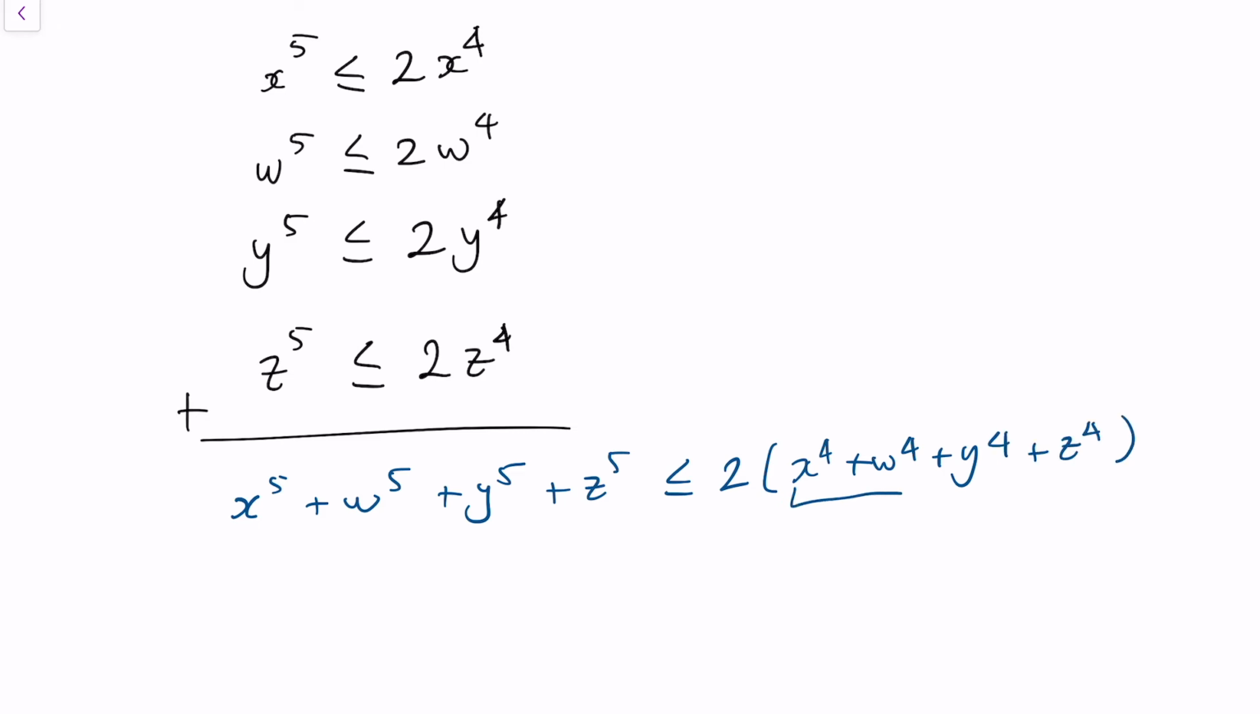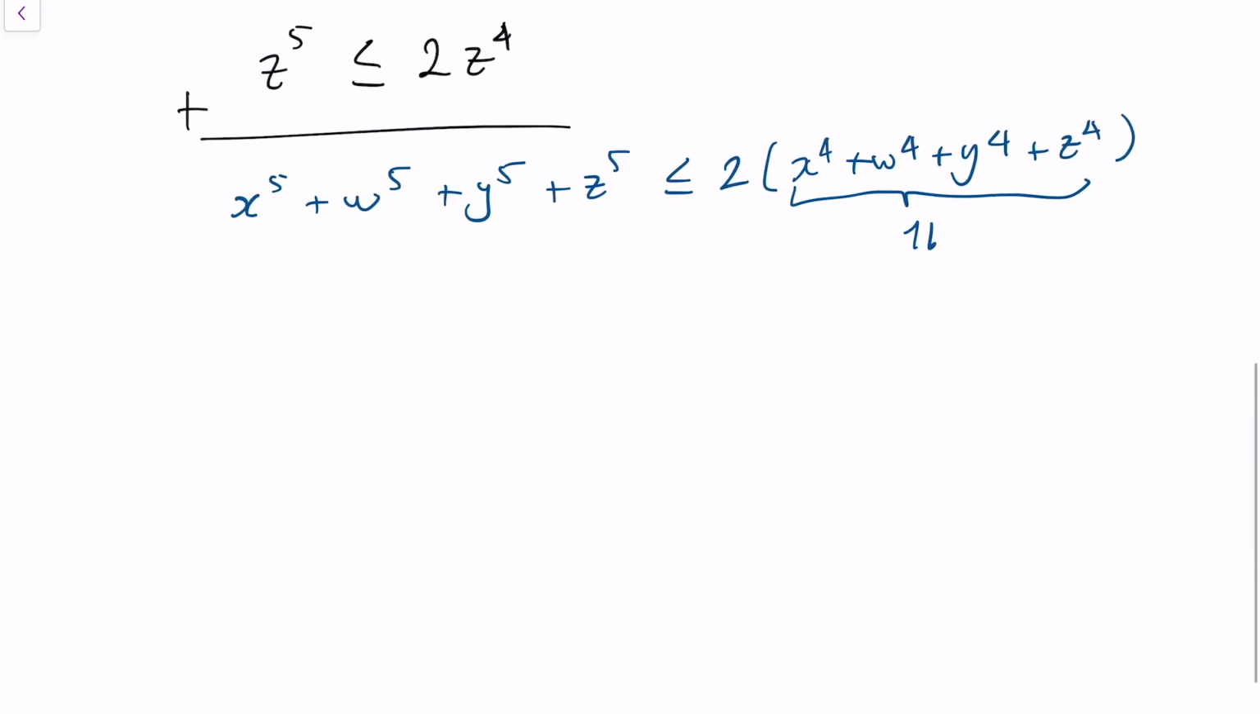But we're given in the question that this is equal to 16. That means we have the required result: w to the 5 plus x to the 5 plus y to the 5 plus z to the 5 is less than or equal to 32. Well, I hope you enjoyed it, and I hope you found it interesting.